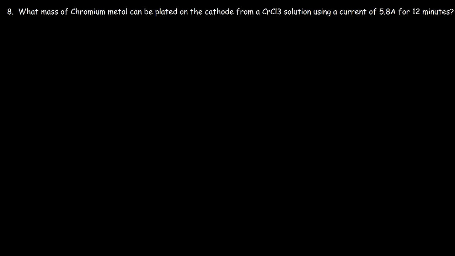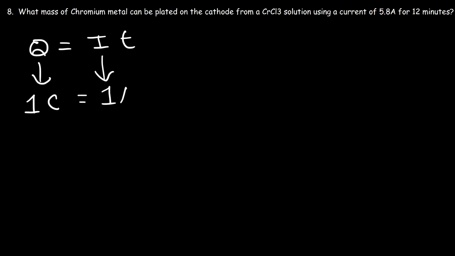So how can we solve this electroplating problem? Well, there's some things that you need to know. You need to know that charge is equal to current multiplied by time. The unit of charge is the coulomb, and the unit of electric current is the amp. So 1 coulomb is 1 amp times 1 second.